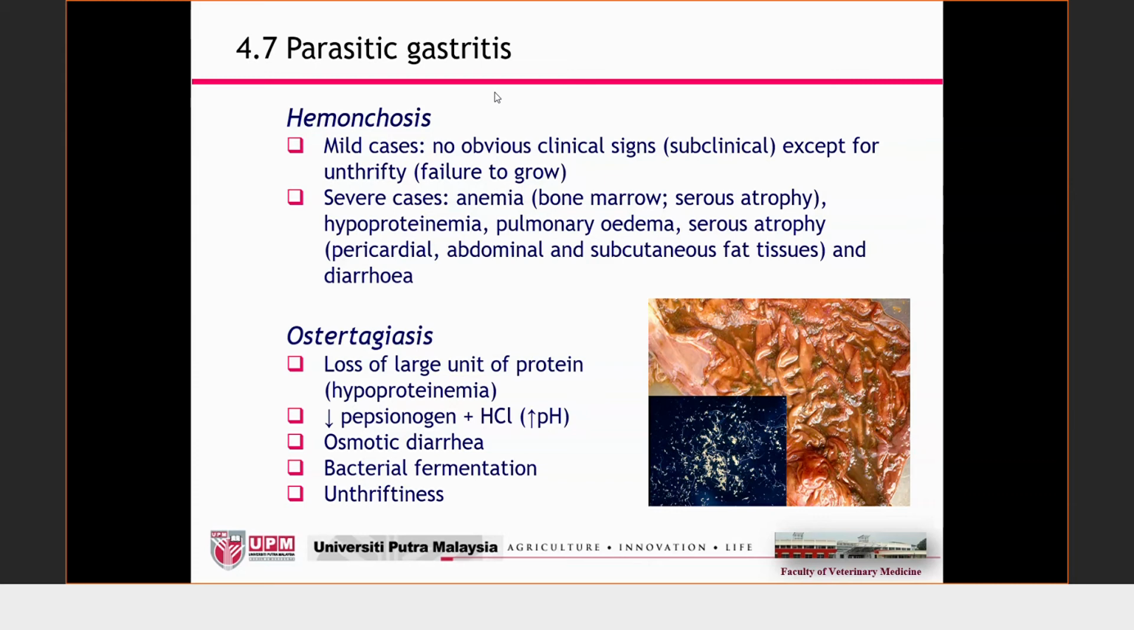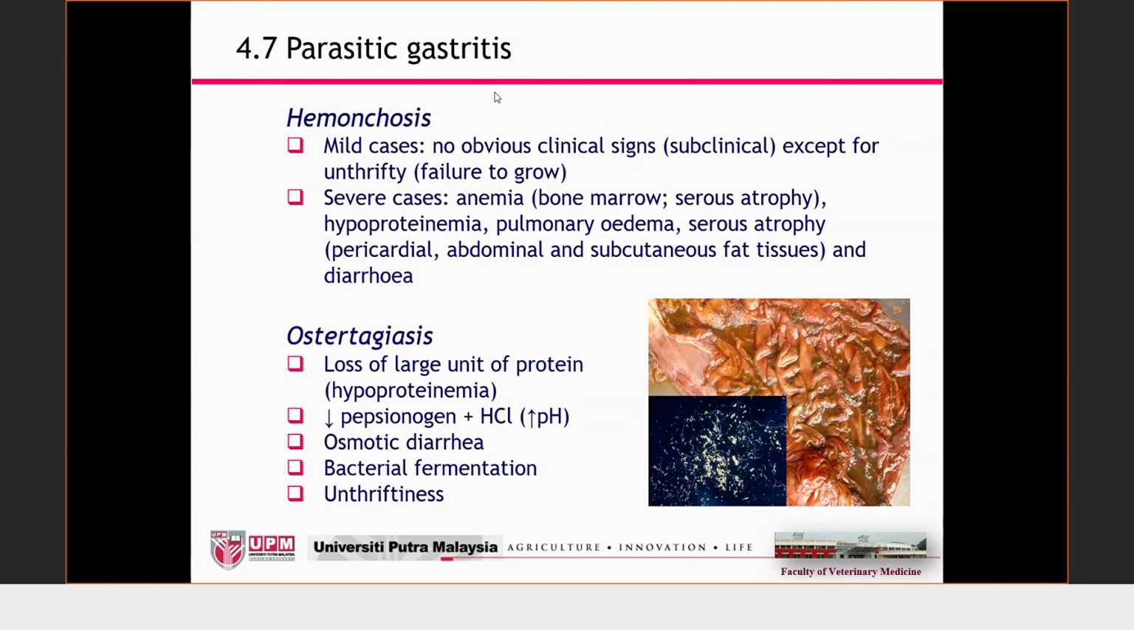Occasionally, Haemonchus is also present causing diarrhea. Please remember, this Haemonchus is present in the abomasum. They cause much problem. The target organ is the abomasum. Another result we get is abomasitis that also leads to loss of protein, reduction of pepsinogen and hydrochloric acid. The animal might have osmotic diarrhea, bacterial fermentation, and anorexia.